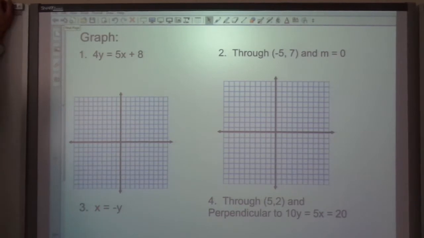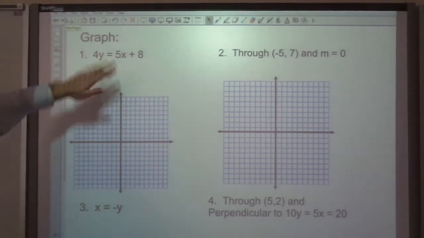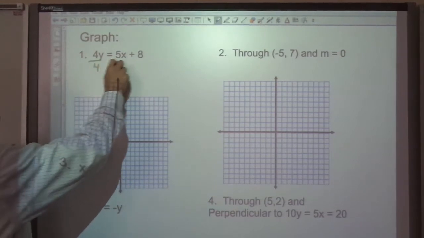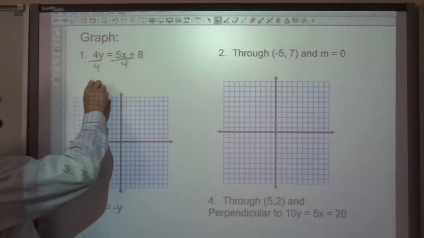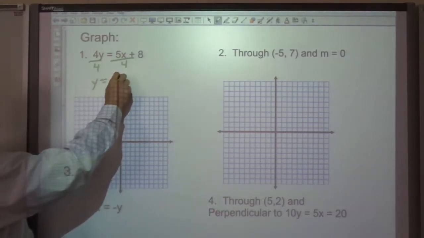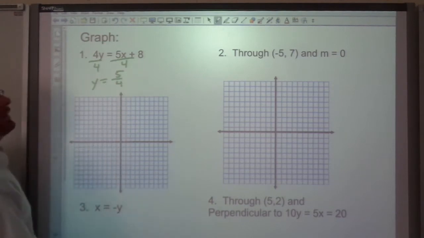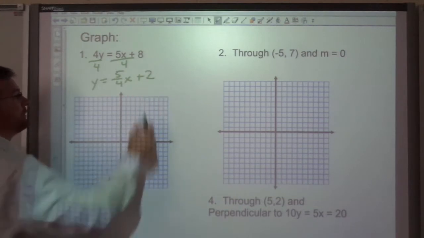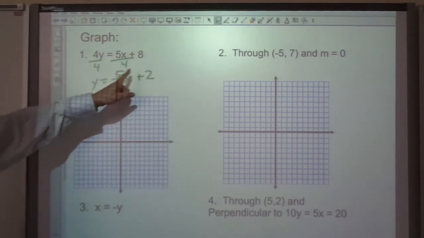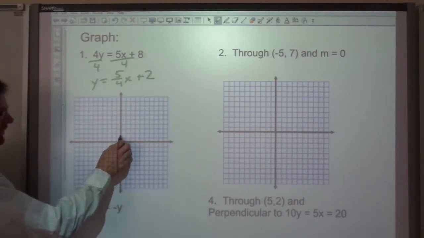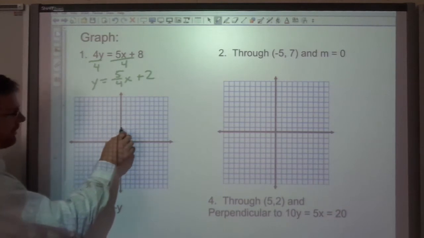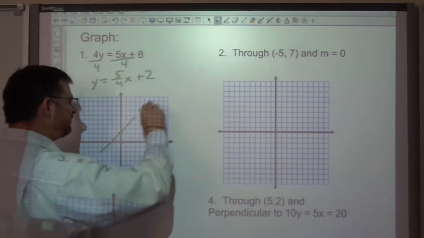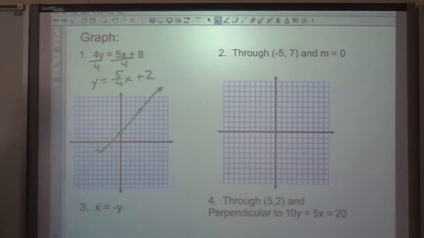Got a couple graphs over here. This one is almost in slope-intercept form, so I'm going to change it, just divide by 4, to put it in slope-intercept form. That gives me 5/4, and I want to keep that a fraction instead of making that a decimal. And I have to divide here too, plus 2. That means my m is 5/4, my b is 2. I'm going to start here at 2 and go up 5/4. So I can graph that one.